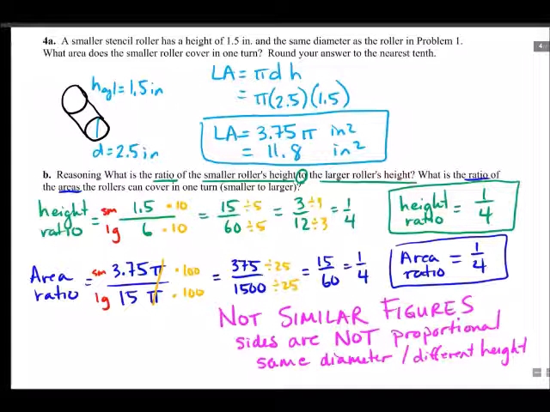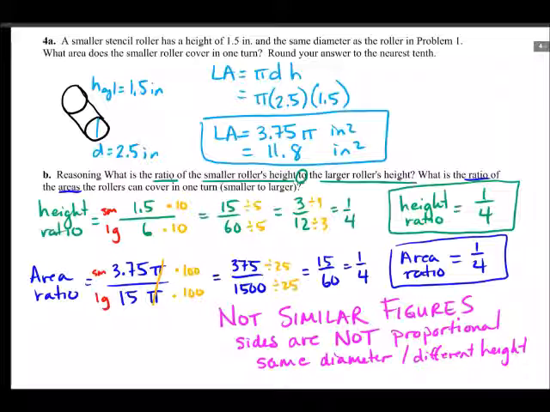So I did a height ratio here, small on top, large on the bottom. 1.5 to 6 are not friendly numbers. The easiest way to deal with a decimal in a ratio is to get rid of it. I multiplied both by 10, got 15 to 60, and just reduced down till I got a height ratio of 1 to 4. And then we were asked to find the ratio of the areas. So I did my area ratio and I decided to use my pi answers because pi cancels out nicely. And then I got rid of my decimal. This time I had to multiply by 100 and I reduced down until I got a 1 to 4 area ratio.